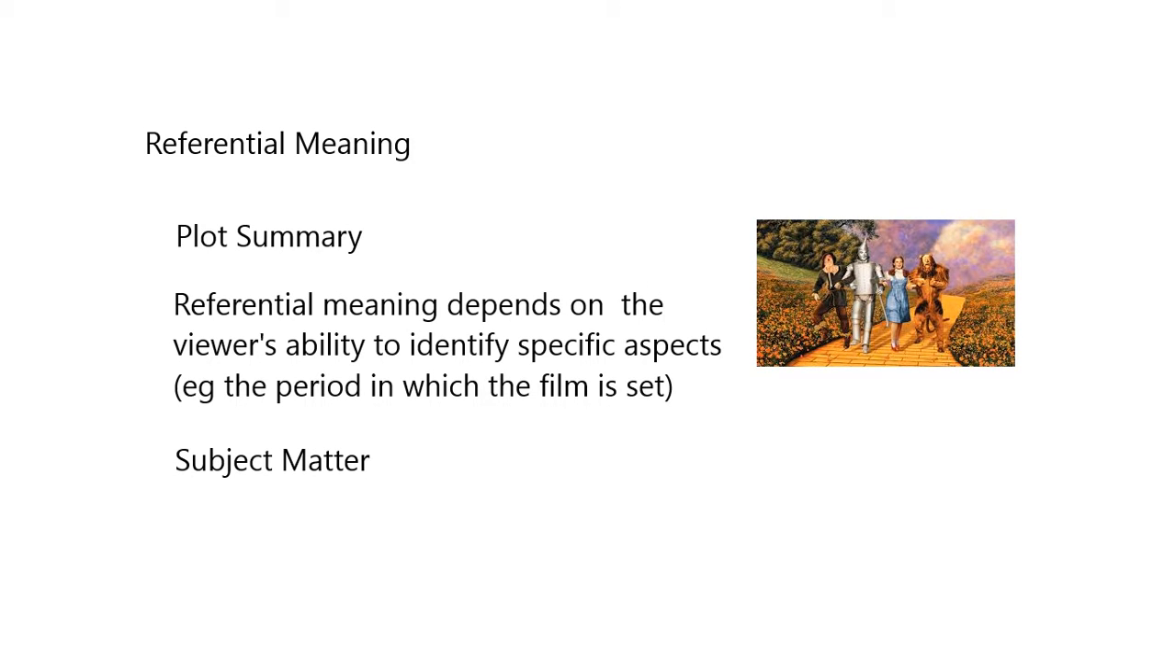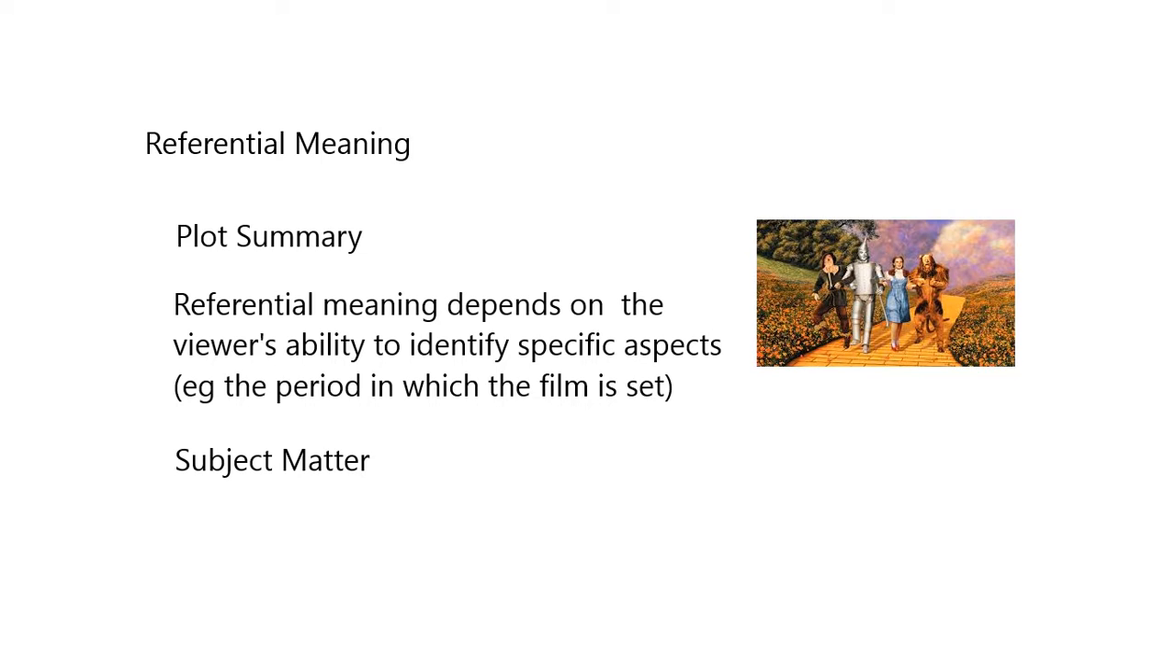So our first layer of meaning is referential meaning. This is basically a plot summary. It's about what happens in the story. What is the storyline? It's very concrete. But referential meaning depends on the viewer's ability to identify specific aspects, such as the time period in which the film is set, or the city in which it's set, or the country in which it's set. So the referential meaning is really giving us the subject matter of the film.